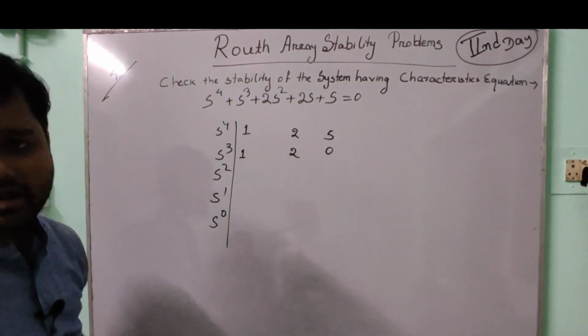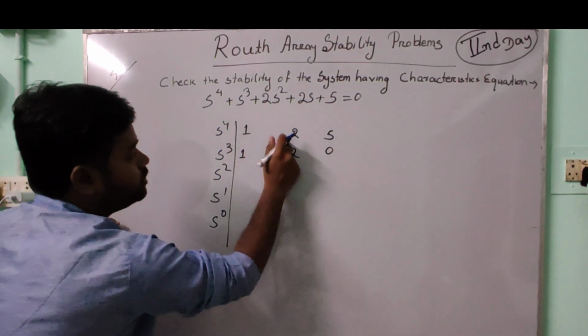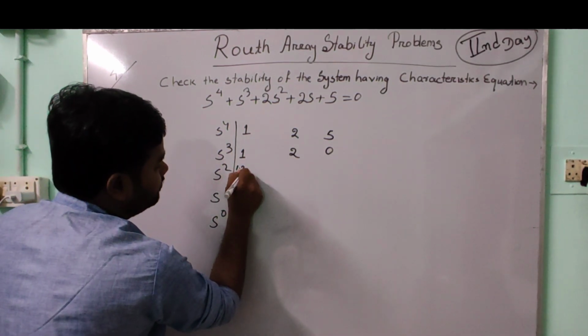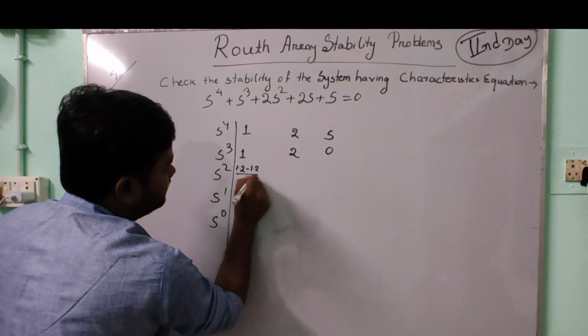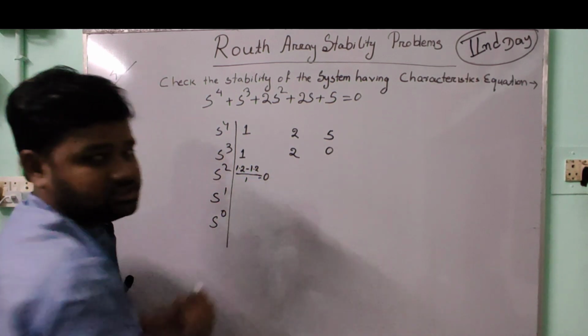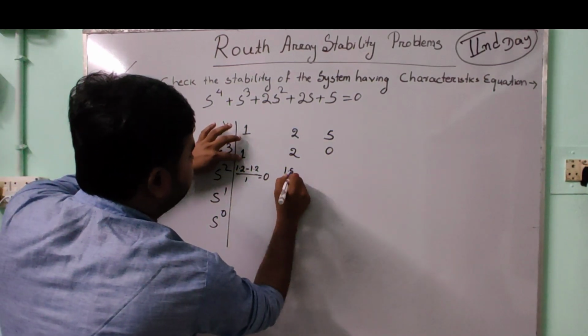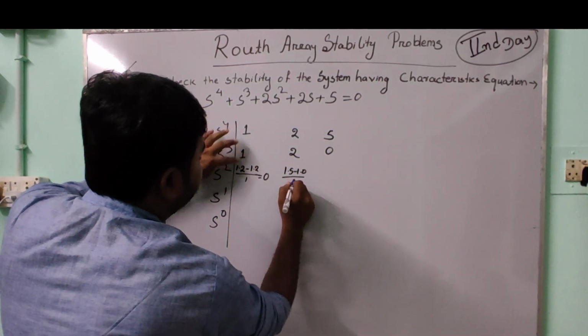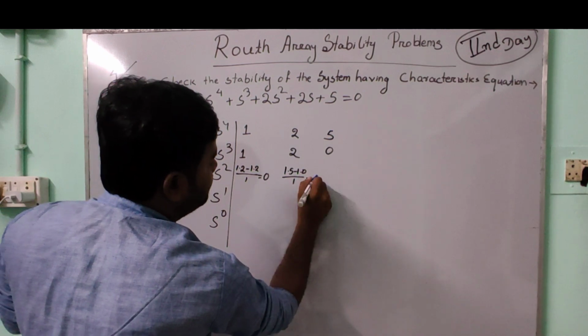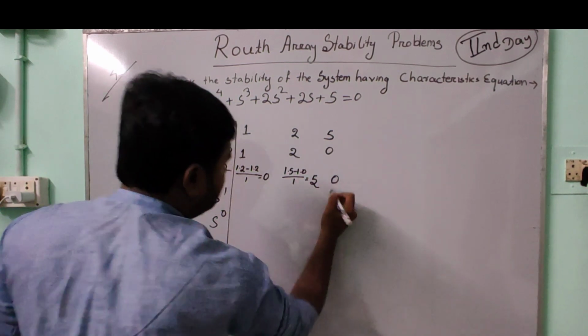Now the third row: the value will be (1 into 2 minus 1 into 2) divided by 1. Here the value is 0. The next value will be (1 into 5 minus 1 into 0) divided by 1, so here the value is 5. Now this point is 0.